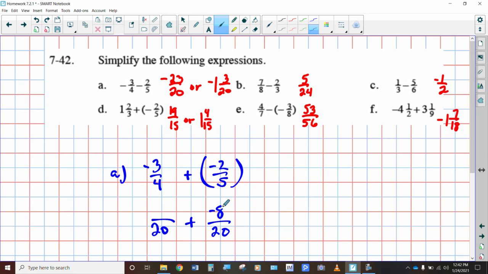And rewrite this as -8/20. This will be -15/20. So then when you add them together, you get -23/20, which can be rewritten as -1 3/20.